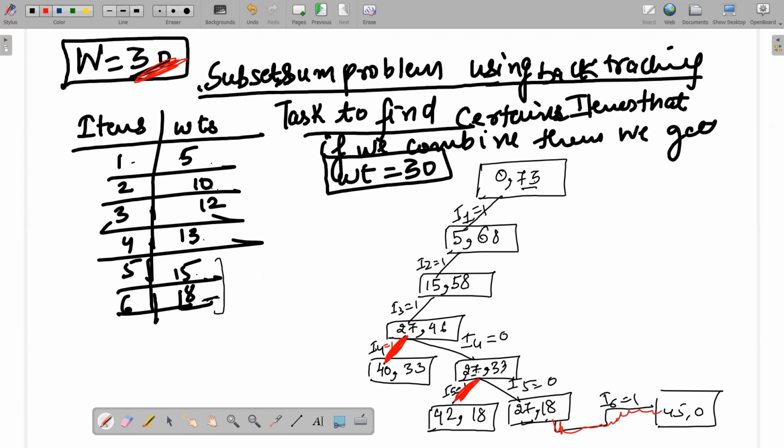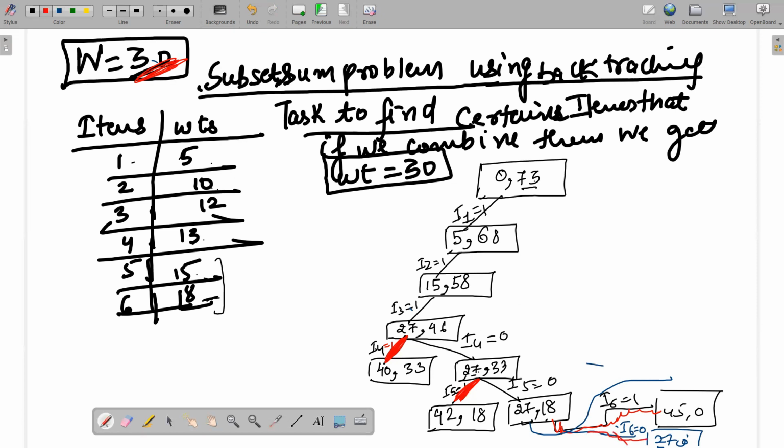We are not including this item. So guys, let's exclude this item also. So we are excluding this item as item 6 is equal to 0. Over here, item 6 equal to 0 means item 6 is not included. So we got 27 and 0 again. So guys, 27 is also not the desired answer. It means even if I've added item 1, 2, and 3, we got 27. 27 was not the desired answer. The answer was 30.